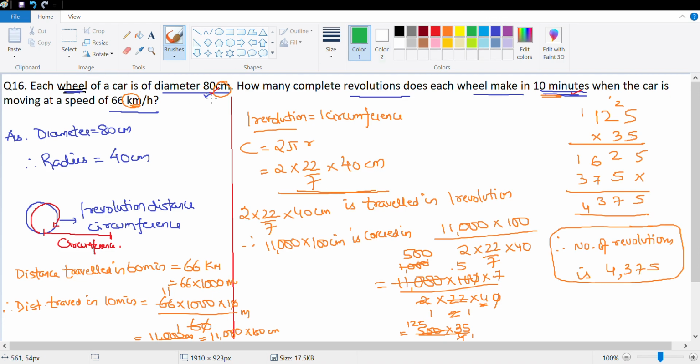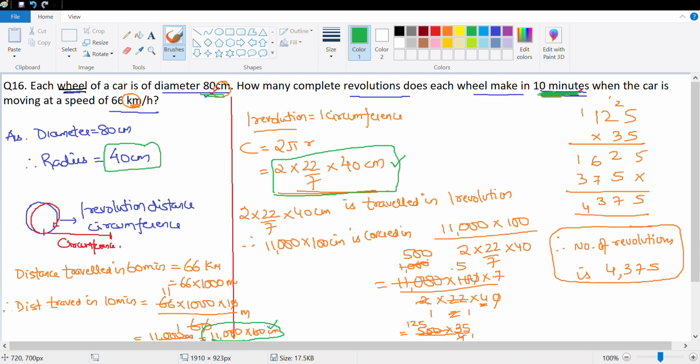It said each wheel is of diameter this, which helped us get the radius. We know that one revolution, when it covers, it basically covers a distance equal to its circumference. So we calculated the circumference. The circumference was 2 into 22 by 7 into 40. That was the one circumference. Then we figured out how much distance it travels in 10 minutes. So using unitary method, or speed is equal to distance upon time, we calculated the distance it traveled in 10 minutes, and then we made the unit same.